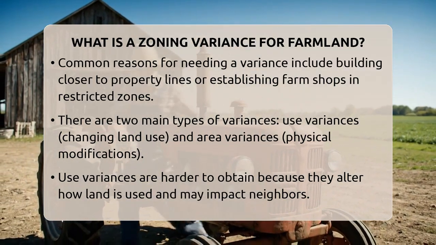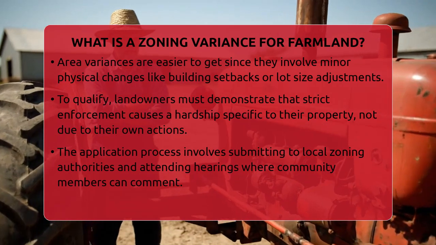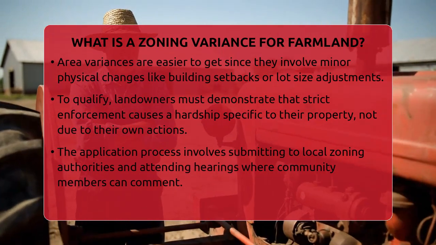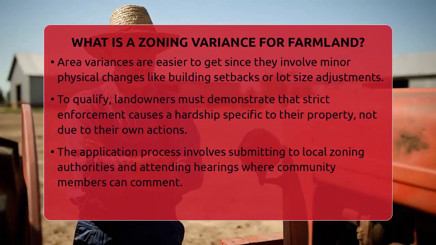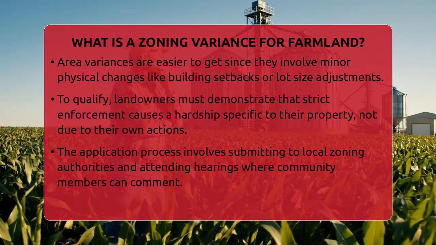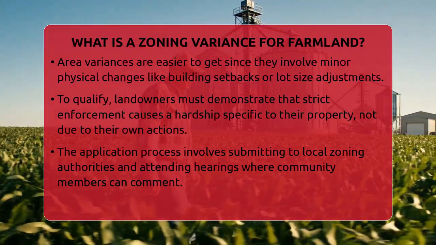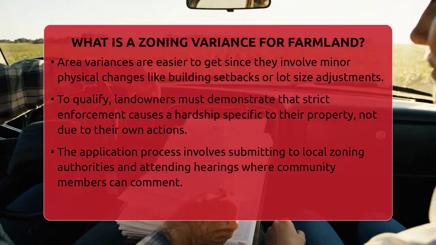The second type is an area variance. This lets you make physical changes that don't meet setback rules, lot size, or building height limits. For instance, building a barn that slightly overlaps a setback line might need an area variance. These are usually easier to obtain because they involve smaller changes that don't significantly affect the neighborhood.